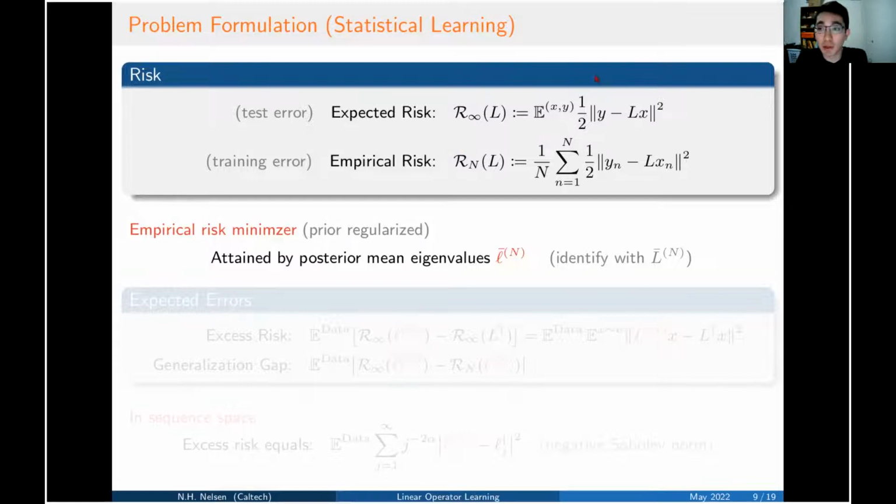So we're working with a pretty general quadratic loss on the Hilbert space. So we take this quadratic loss, the norm of y minus Lx squared, and then we average that over the joint distribution. The training error will be the empirical approximation to that, and that leads to the empirical risk, so just averaging this quantity over your data set.